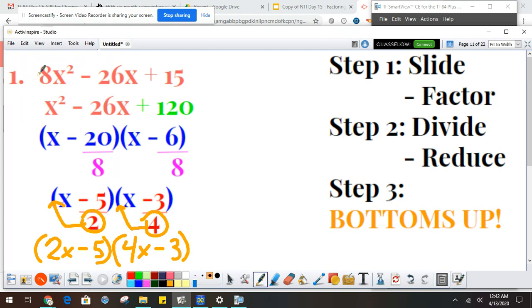Started with 8 in the beginning, which I can't use factor x on, so I slid it to the end so that I could use factor x. This was the answer to the factor x, but not the answer to my question. So I had to go back and put the 8 back in by dividing it out, reduce the fractions, bring those bottoms up. This is the answer to my original question that I started number 1 with.